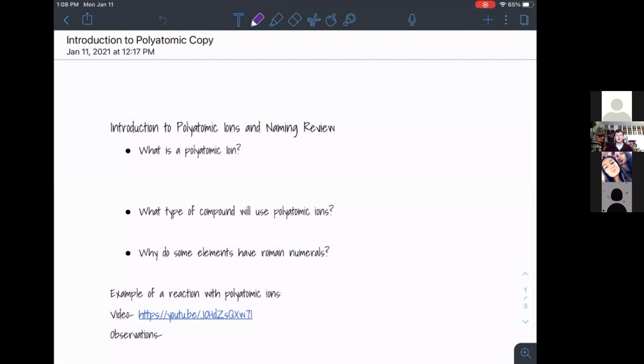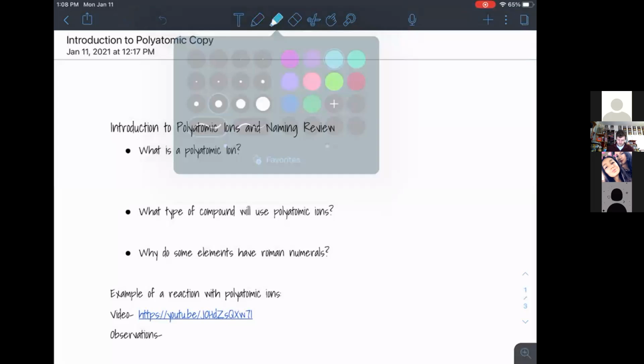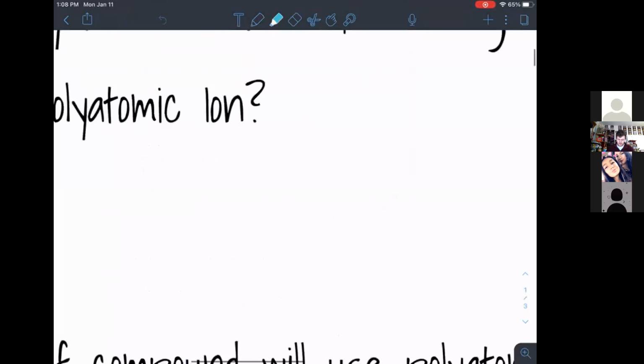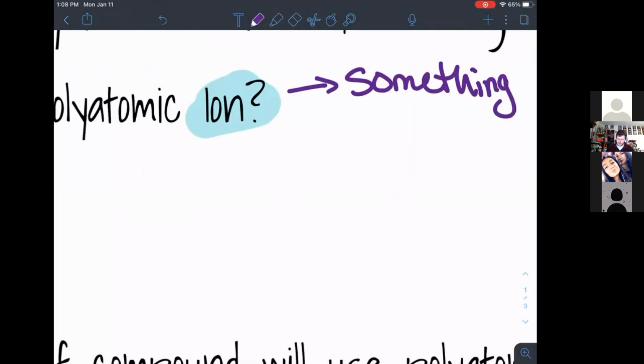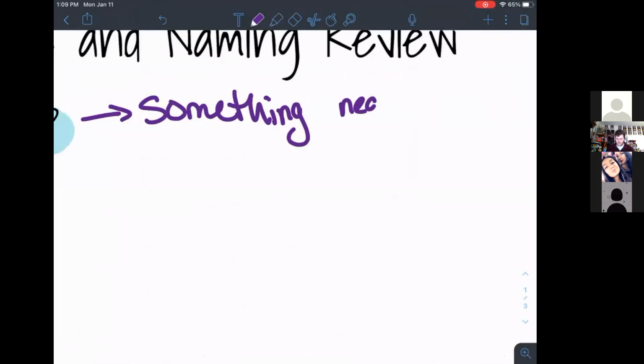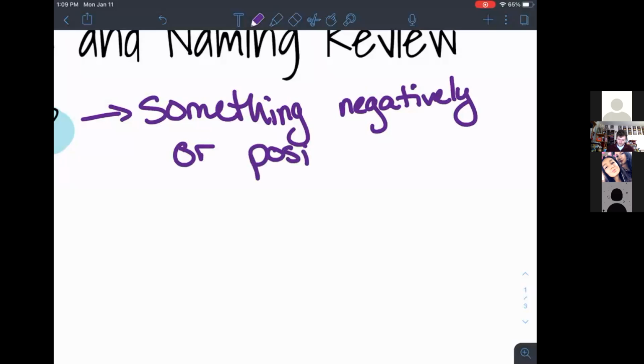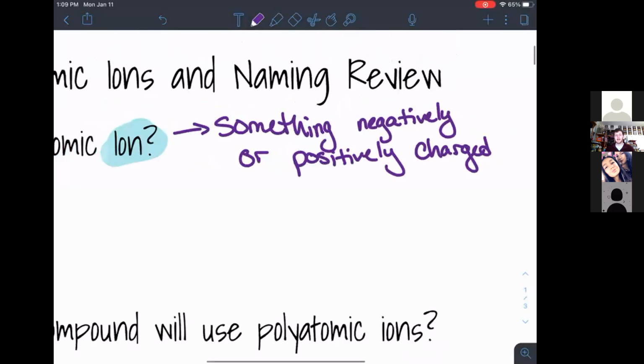Who could tell me what ions are? Something that is charged negatively or positively. All right, so we know what an ion is.